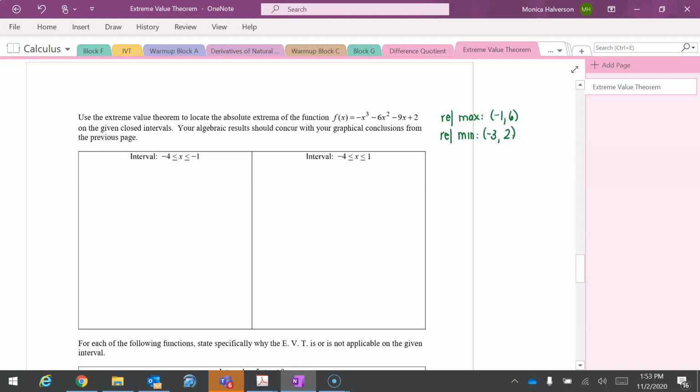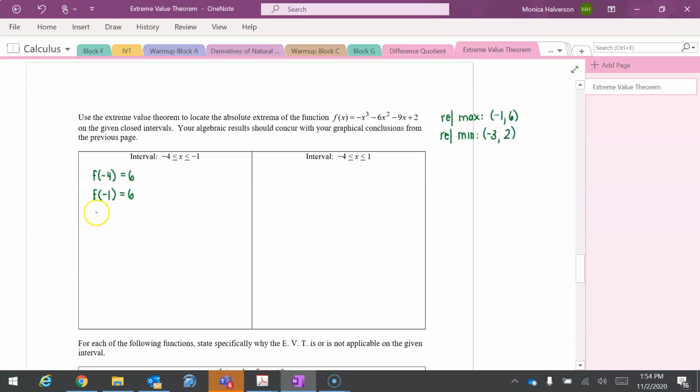Now, when they give you the endpoints, you need to find their numerical value. So you need to find f of negative 4, and you need to find f of negative 1. When you find f of negative 4, you get 6. When you find f of negative 1, you get 6, which we actually already knew.